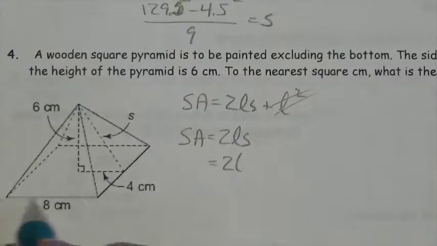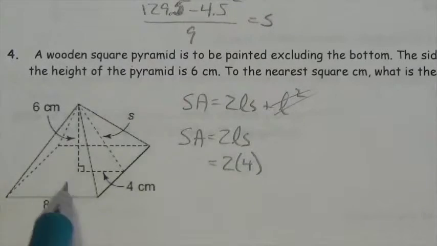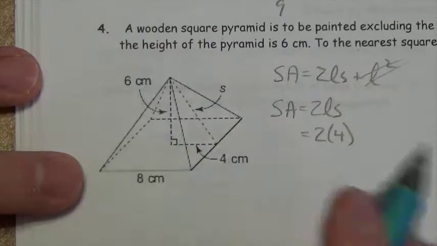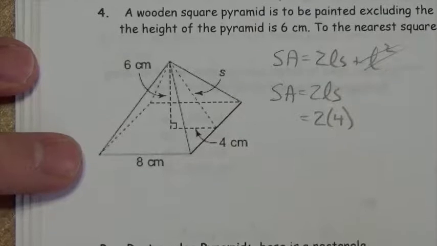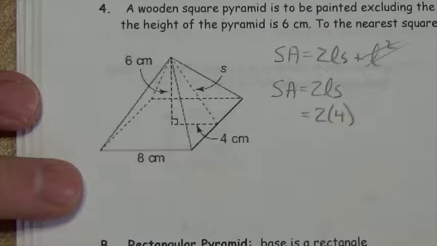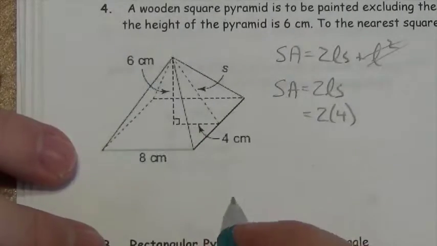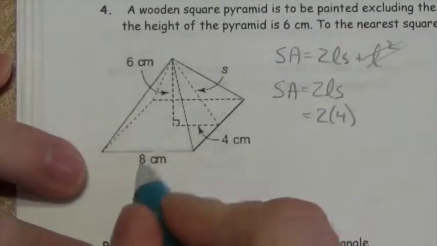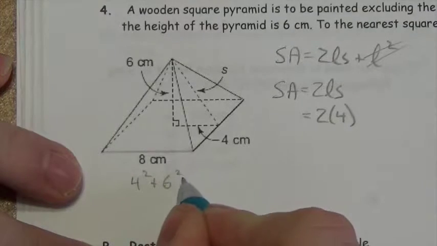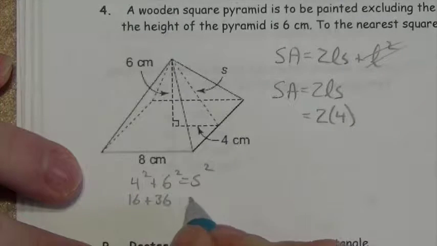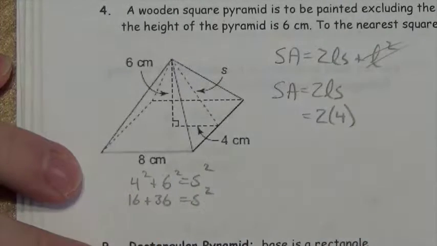So 2 times the length of the base there is 4 times the slant height, which I don't know. I'm going to have to figure that out. Fortunately for us, a long, long dead Greek mathematician gave us a theorem. So we've got the Pythagorean theorem here, and we're very thankful for it. So it will be 4 squared plus 6 squared will equal s squared. 4 squared is 16, 6 squared is 36, and 36 and 16 will be 52.